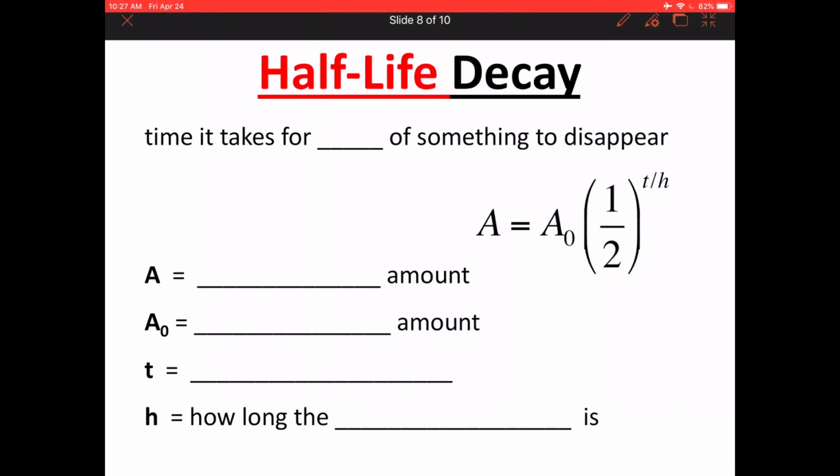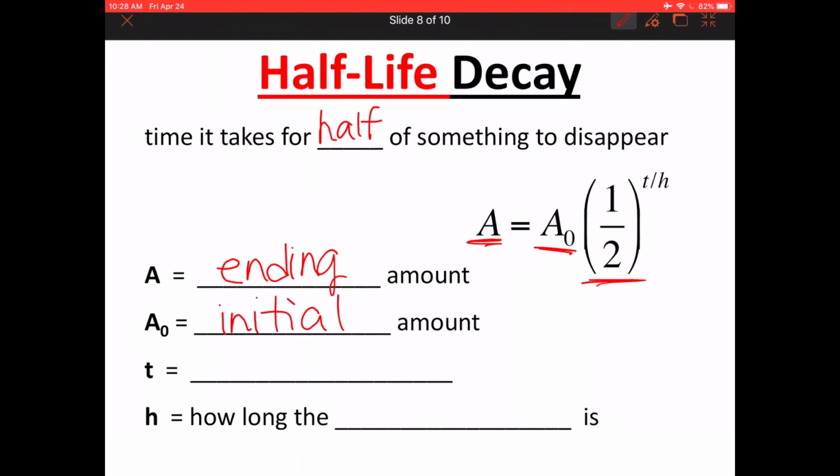All right, the last formula we're going to be looking at in this lesson is half-life decay. And again, we've worked with this formula before. It's the time that it takes for half of something to disappear. A is going to be the ending amount. A sub 0 is going to be the initial amount. Notice half is part of the default equation because we're working with half-life. T is the time that has passed. And then H is how long the half-life is.